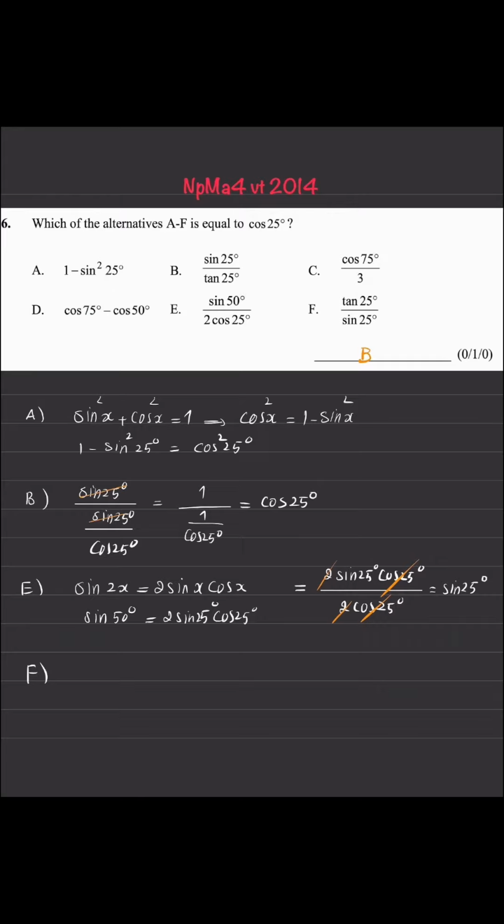instead of tangent 25, I can write sine 25 degrees over cosine 25 degrees, and then the whole thing divided by sine 25 degrees. And of course here, this sine 25 degrees and that sine 25 degrees are simplified, but what is left is 1 over cosine 25 degrees, and 1 over cosine 25 degrees is not equal to cosine 25 degrees. So among all these alternatives, only alternative B is correct, and that is the solution to the problem.